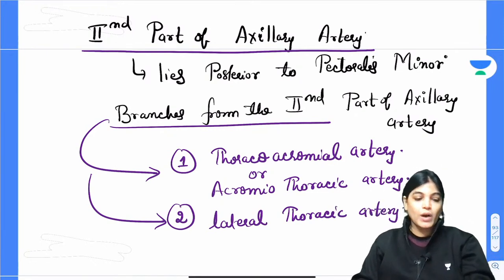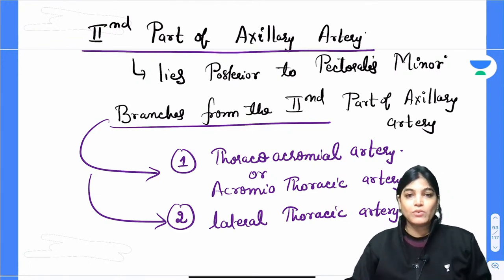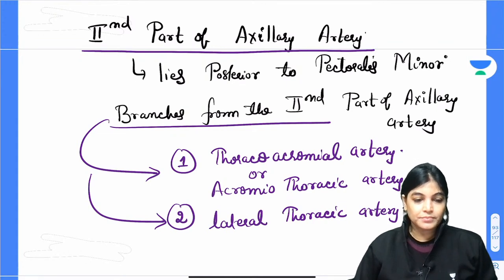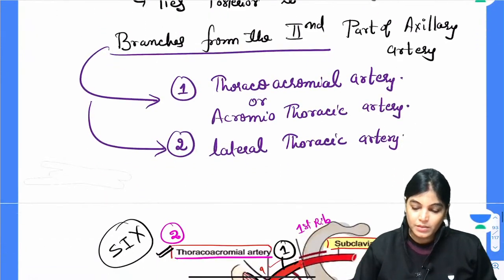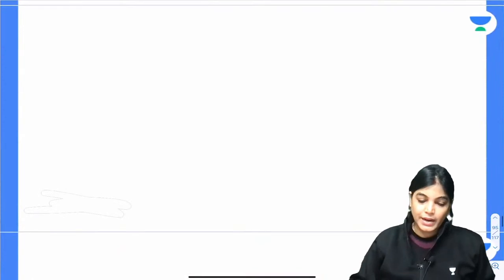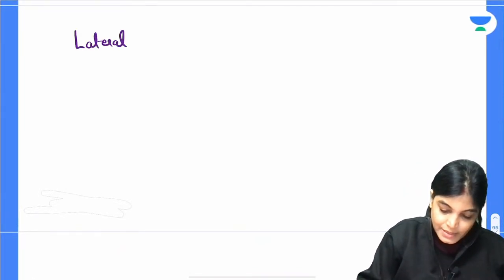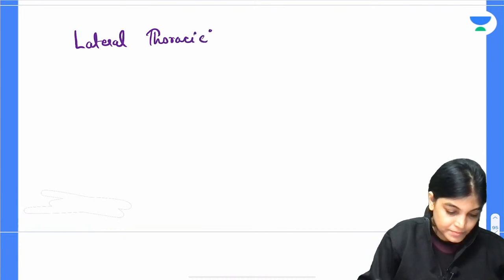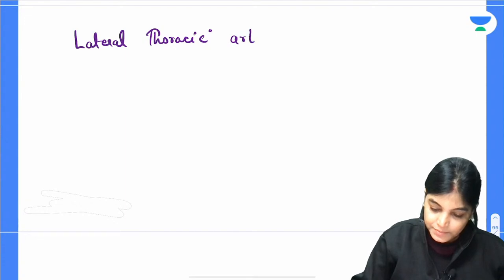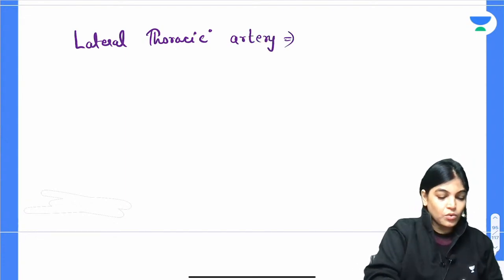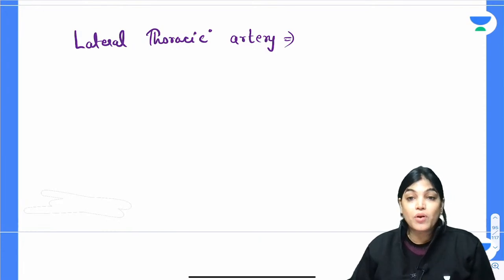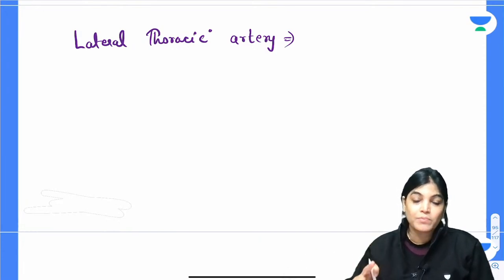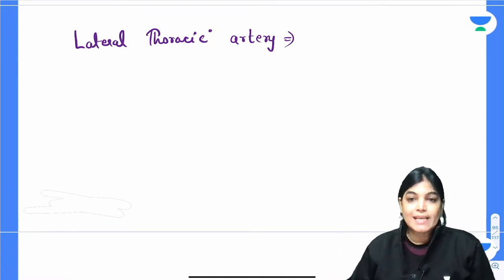Now, I want to elaborate these two arteries and add a few more important points about both thoracoacromial artery and lateral thoracic artery. The thoracoacromial artery has four branches, and one of its branches, the acromial branch, is going towards the acromial process of scapula.